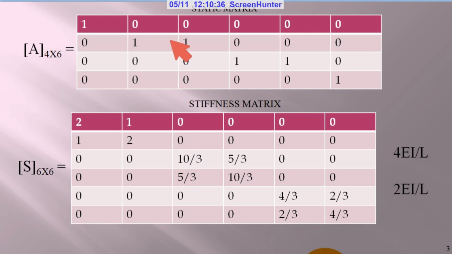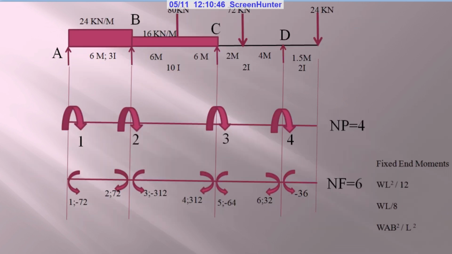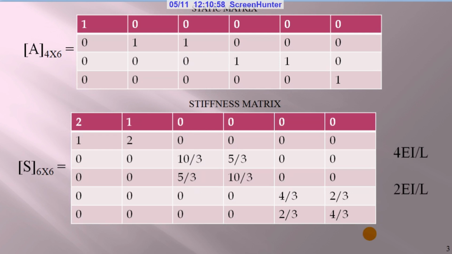So at rotation 2, that is second row, second and third are the fixed end moments. At rotation 3, the fixed end moments are 4 and 5. So at rotation 3, that is third row, fourth and fifth are the fixed end moments which are existing, rest all elements 0.